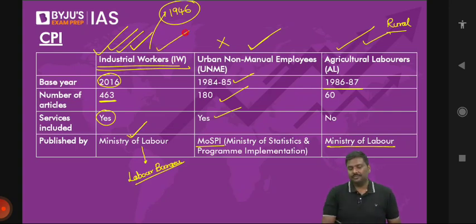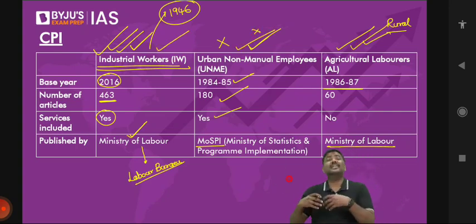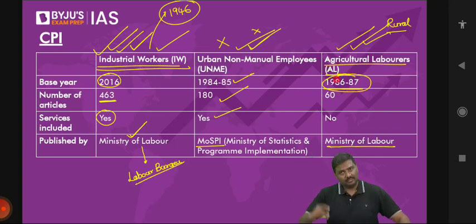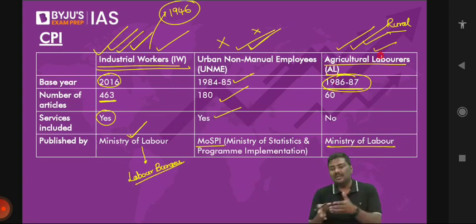Okay, so one is CPI-IW. Second one is UNME, which we do not calculate anymore. Third one is AL, agricultural labour, the rural part of India. To adjust the MGNREGA wages, generally they use agricultural labour. And some of you are asking, why don't we consider services? My dear one, look at 86-87. We made it back in 86-87 with that base year. And second, you're talking about rural India, rural villages. How much services are there in villages? How much of the income is consumed on services? That's the reason services are ignored here.